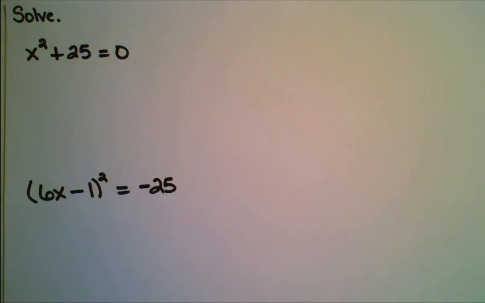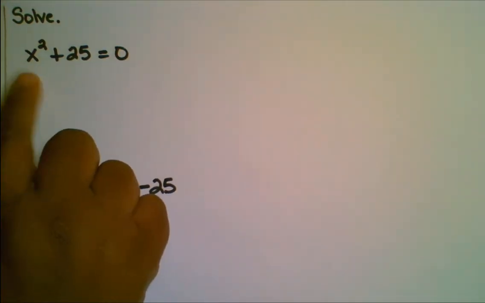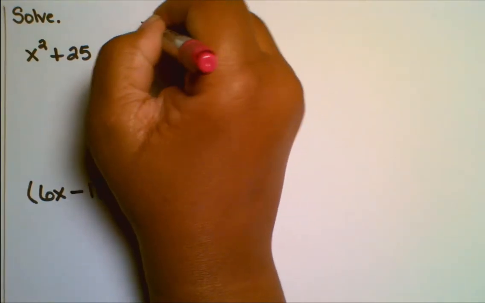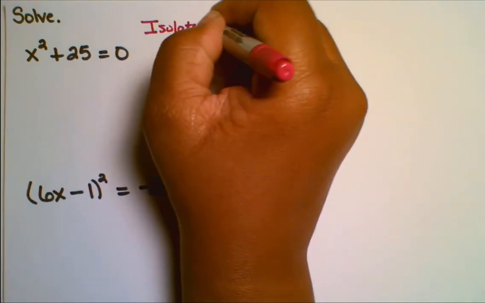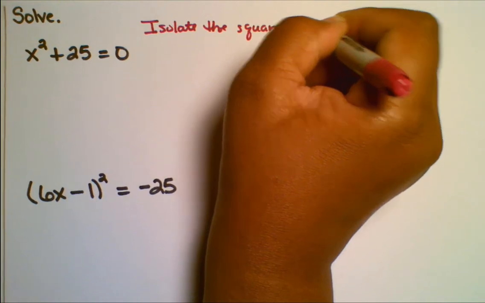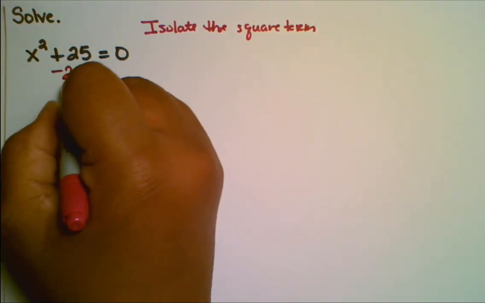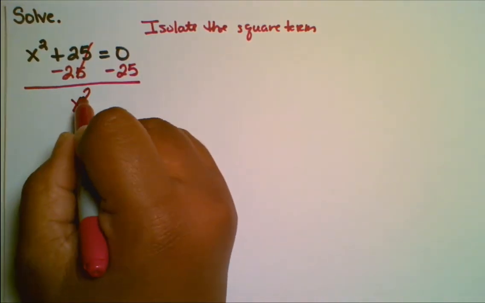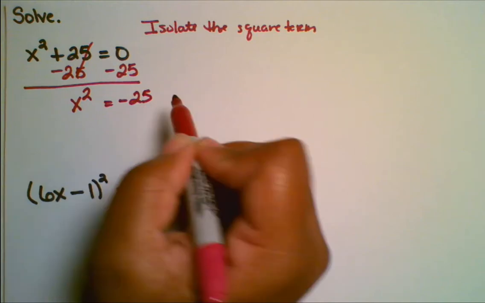We have here x squared plus 25 equals 0. So remember from the instructions, it says we want to isolate the expression containing the square term, meaning we want this x squared to be by itself on one side. So to isolate the square term, we're going to subtract 25 from both sides. And we have x squared is equal to negative 25.